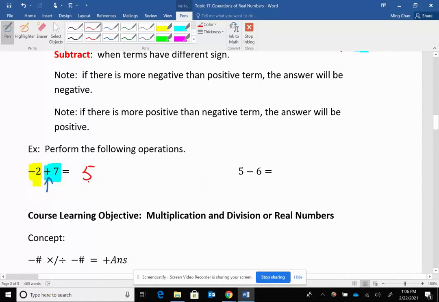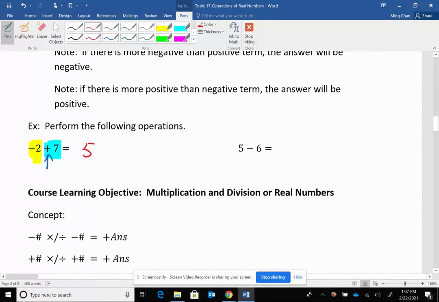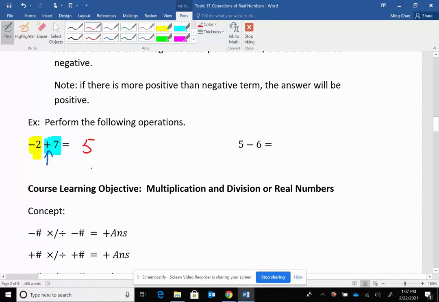Well, students say, I thought positive and negative makes a negative. Well, positive and negative doing what to make a negative? You know what I'm saying? It's not a good way of saying things.